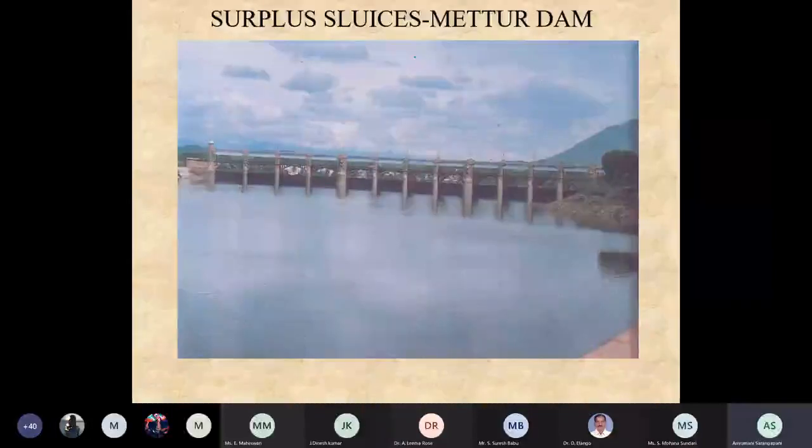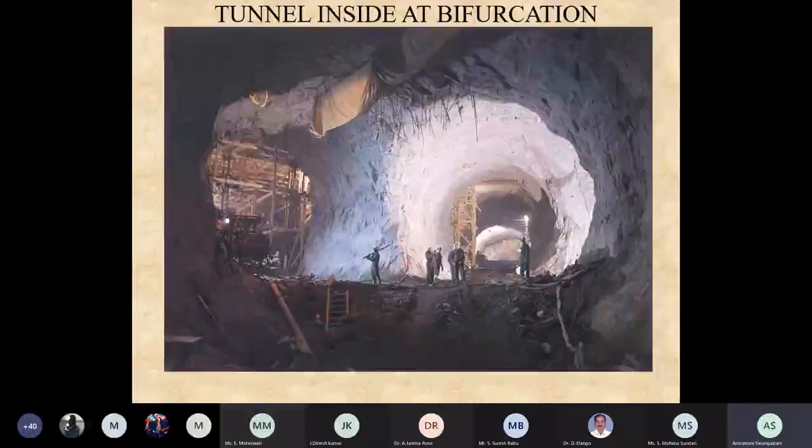And again, this is a tunnel where we are having a bifurcation. One single tunnel is coming, and one is going to one unit, another is going to another unit. This is a bifurcation part.